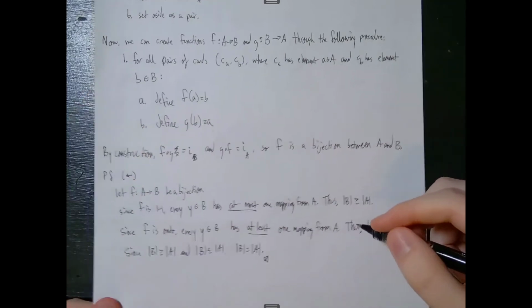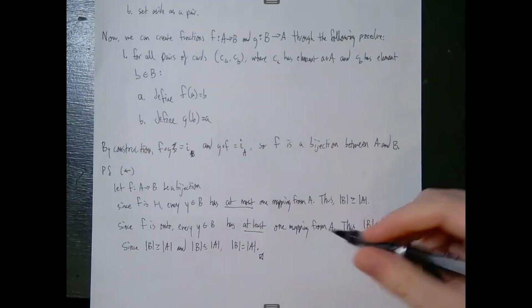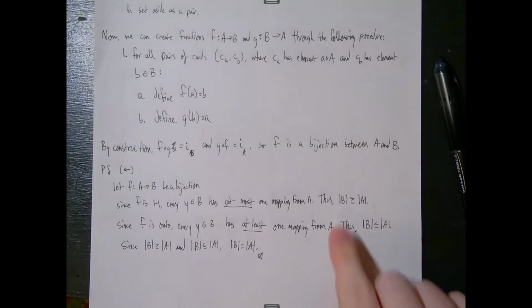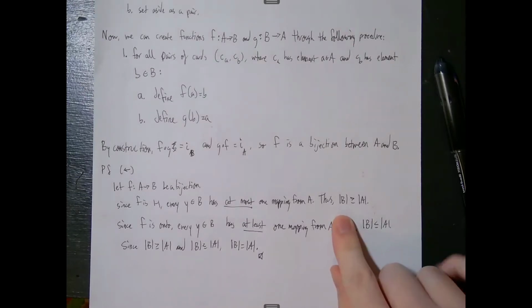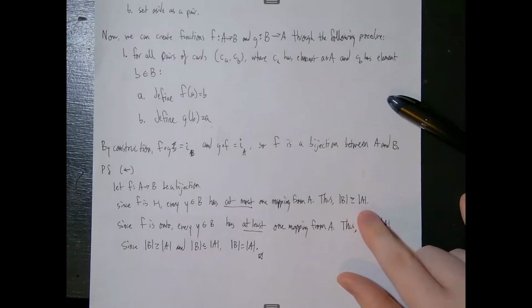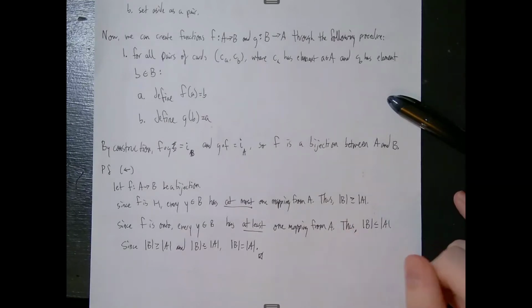Otherwise, if the cardinality of B was less than the size of A, f couldn't be one-to-one because every element in A needs to have a definition in f, but there aren't enough unique elements in B to make that definition. So basically, this means that the cardinality of B has to be greater than or equal to the cardinality of A. I'm going to run a similar argument here.